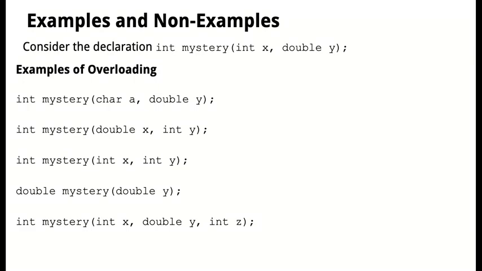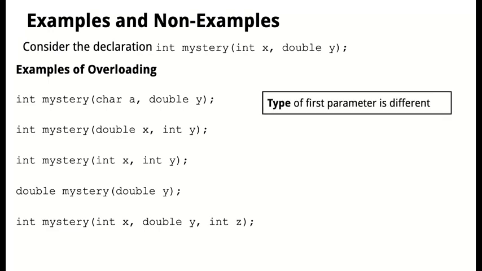Now let's go through some examples based on this declaration we have here. The function has a return type of int, it's called mystery, and the parameter list consists of an int followed by a double. All of these will be examples of correctly overloading. They all use the same name, mystery, and they would all qualify for overloading due to something about the parameter list in each one. So in our first example, we can see that the first parameter has been changed from an int to a char, and again, the type of the first parameter is different, so that will successfully overload the mystery function.